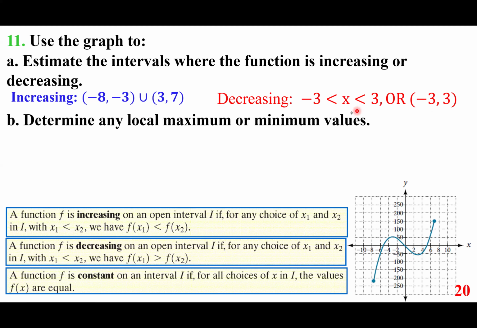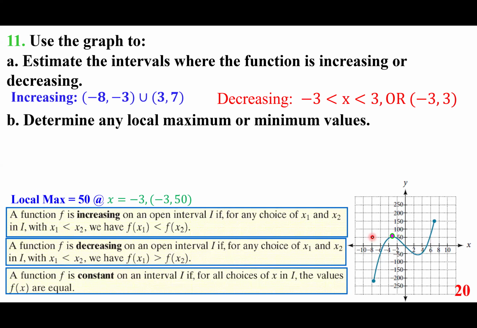Any local max or min? Peaks and valleys within the domain of the function are considered local. They may be absolute also, but what's important, the endpoints can never ever be local. So this is a local max, this is a local min. So local max is equal to the y-coordinate 50 and seems to be taking place at what point? -3.